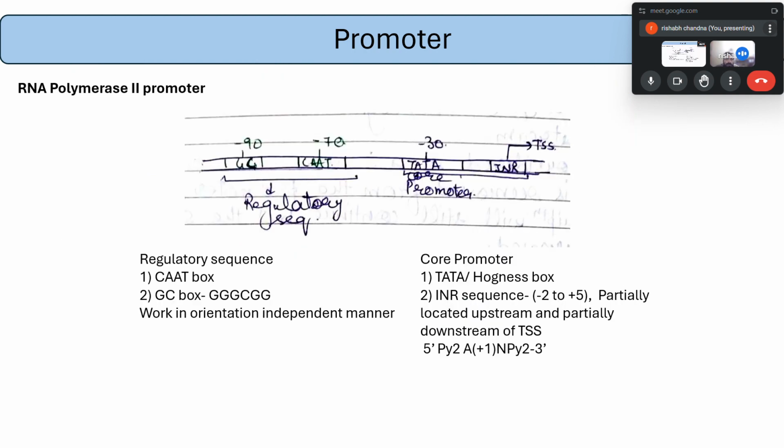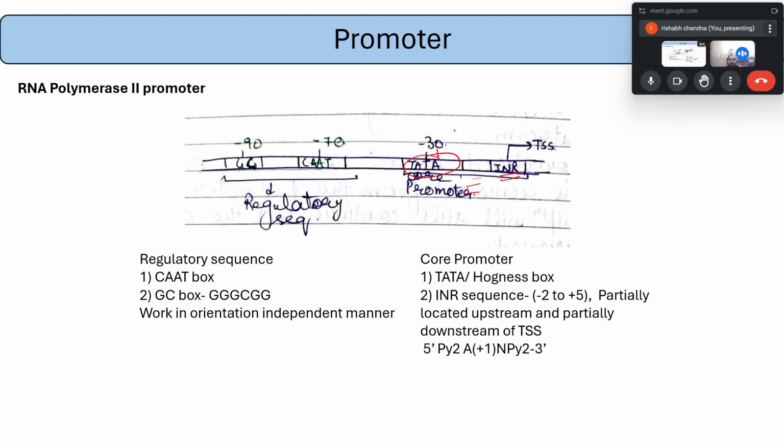Then we'll move on to the RNA polymerase 2 promoter. So the RNA polymerase 2 promoter is the well studied promoter in the eukaryotic system, and it has various regions. It has the core promoter. Starting with the core promoter, it has two regions. One is the TATA box and one is the INR region.